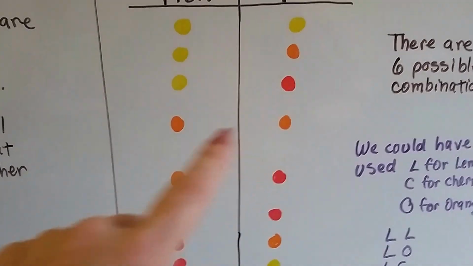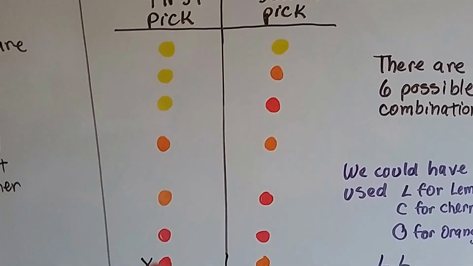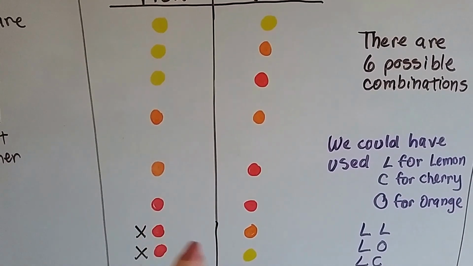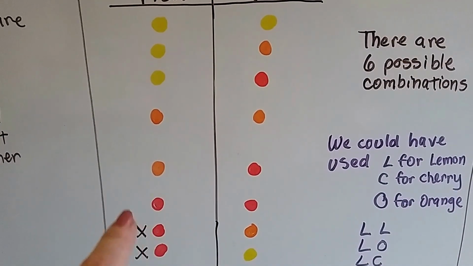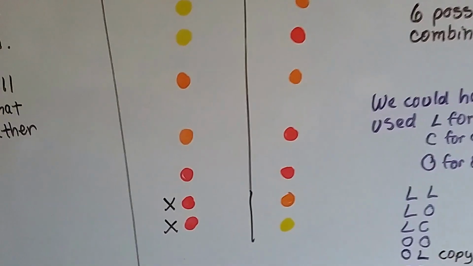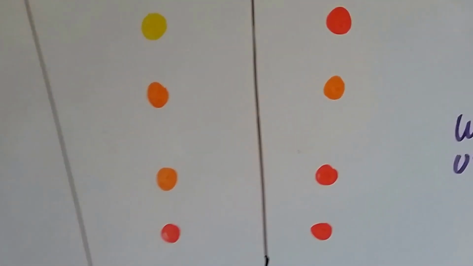So we have an orange and an orange. Then we pick an orange one and then a cherry one. Then we pick a cherry one and a cherry one. Then we pick a cherry one and an orange. And this one is a duplicate of this one. Cherry and orange is the same thing as orange and cherry. So we can get rid of this orange one and this red one.